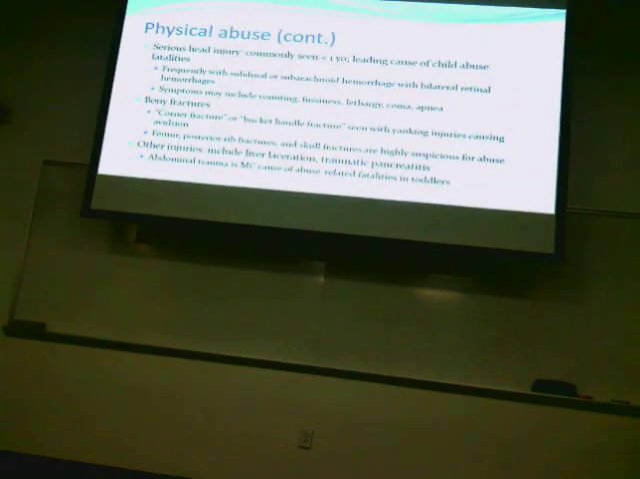Okay, so serious head injuries in abuse. These are commonly seen in kids less than 1 year of age, and it's a leading cause of child abuse death. So we think about this with subdural or subarachnoid hemorrhage, and we see bilateral retinal hemorrhages. The symptoms are vomiting, fussiness, lethargy, coma, and apnea. We can even see some bony fractures with other significant child abuse. These being the corner fracture or the bucket handle fracture, and these are with yanking injuries causing convulsion fractures.